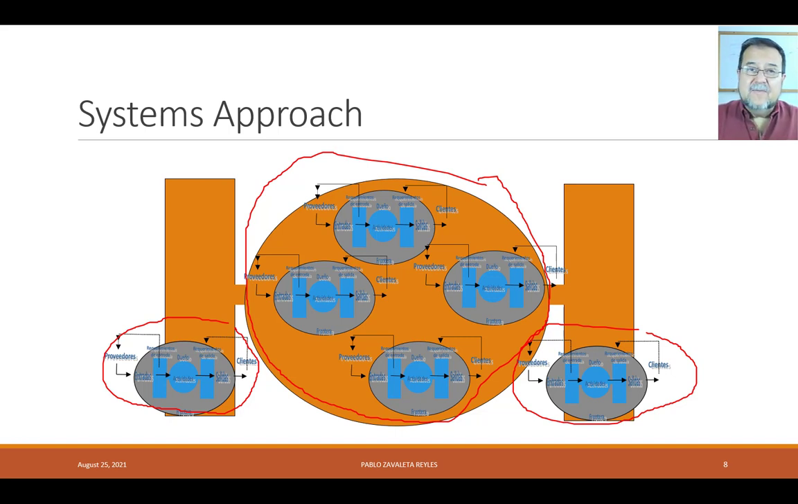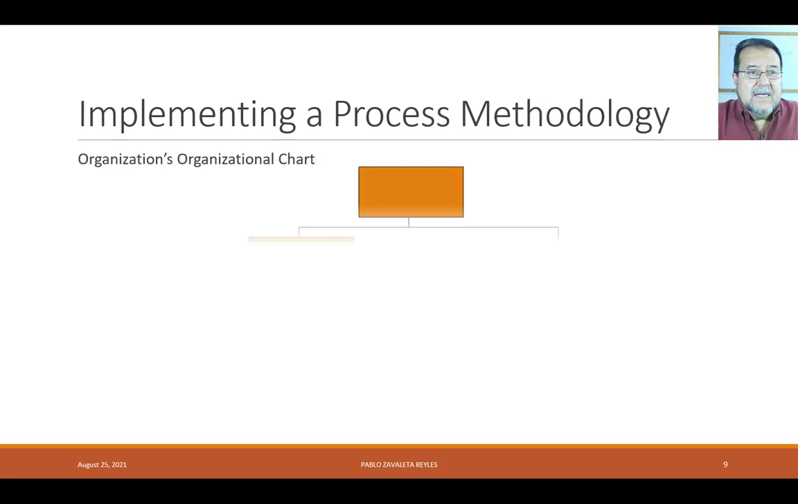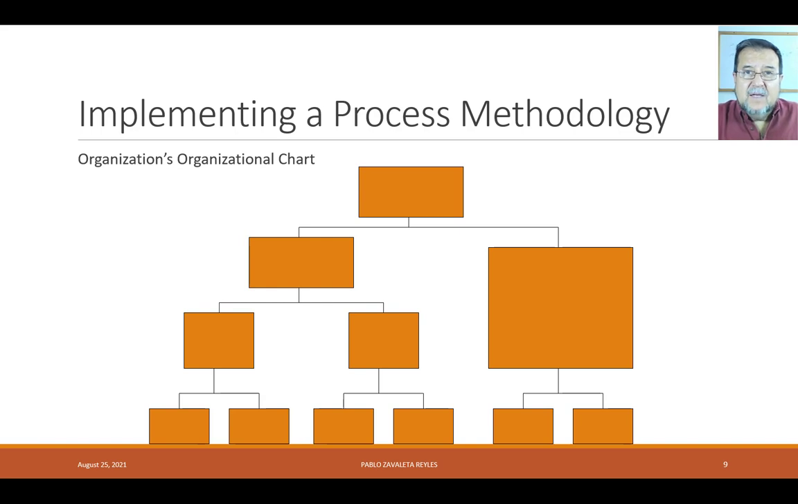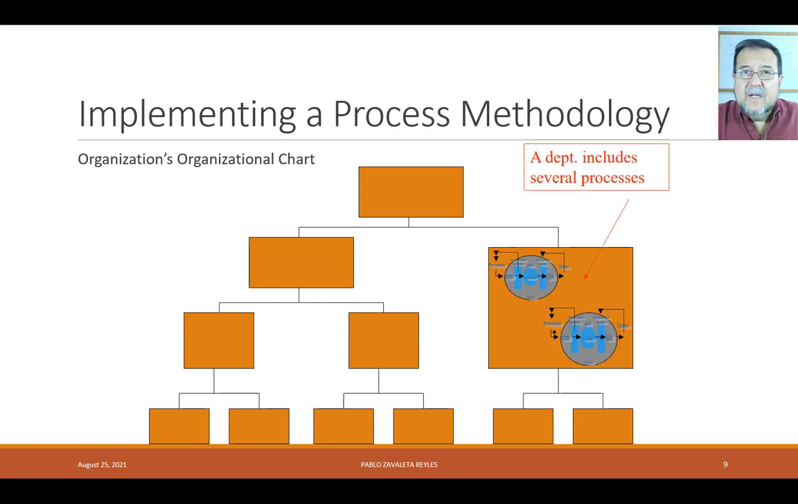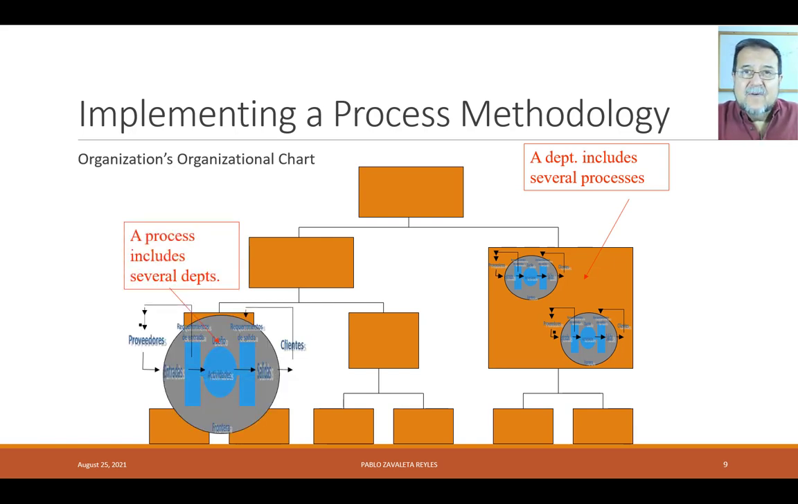Actually, when you see, for example, an organizational chart, you might find that sometimes a department includes several processes, or in other cases, a process includes several departments. So it's not that a process is something that can be checked out alone. No, you must be pliable, you must be able to think in relative terms and always think, what is the definition of a process? A set of activities that work in tandem to produce a result.